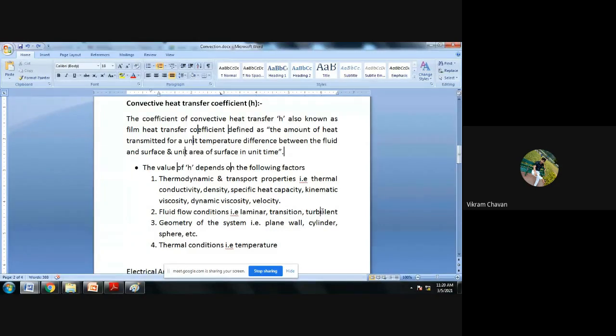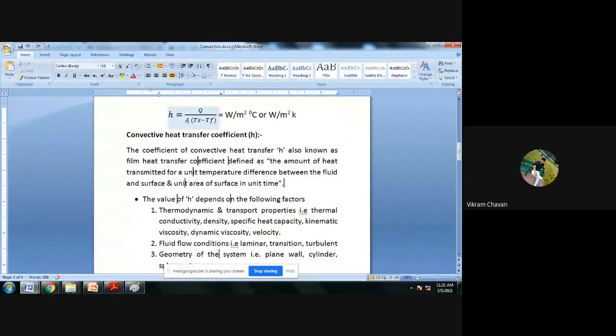Okay, so we will further categorize this also. Then it also depends on the geometry of the system. How does it depend on geometry? Because the area is important in Newton's law of cooling. We discussed that area. Which surface is exposed to heat transfer for convection heat transfer? That surface geometry also affects the heat transfer coefficient. So h is also affected by the area of the surface.